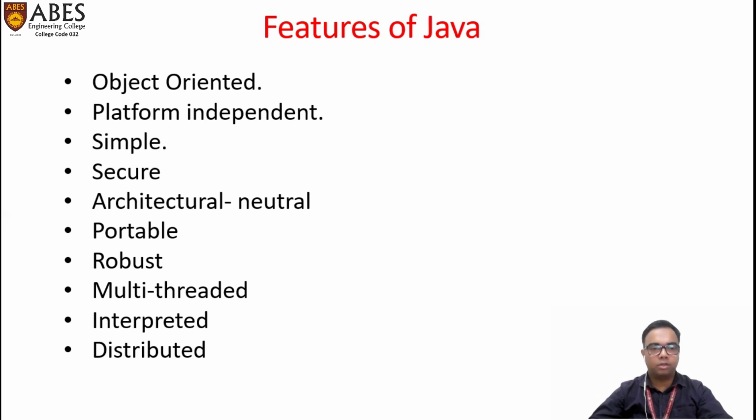Java is very simple to learn, and it is also secure. The .class file you get after compilation, you can also convert into a jar. It is not affected by any virus, because a .class file is not affected by any virus. Java is also architecture neutral. Portable means you can very easily migrate your project from one platform to another. It is robust. Java is multi-threaded, so you can create multi-threaded applications with the help of Java, and it is interpreted and distributed also.